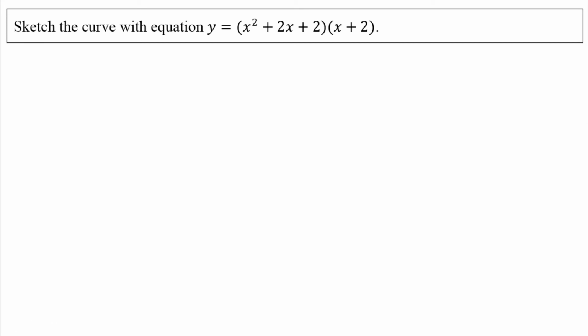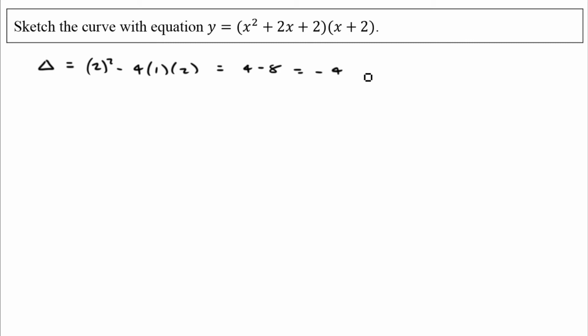This example is partially factorised for us. Sketch the curve with the equation y equals (x squared plus 2x plus 2) times (x plus 2). What about that quadratic term? Could we factorise that any more? I'm not quite sure. What's its discriminant? The discriminant of that quadratic factor is b, which is 2 squared, subtract 4 times a, which is 1, times c, which is 2. That's 4 subtract 8, which is negative 4.